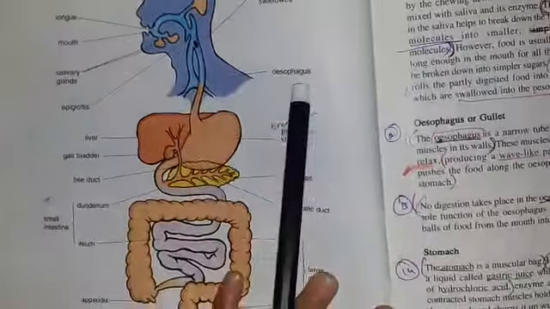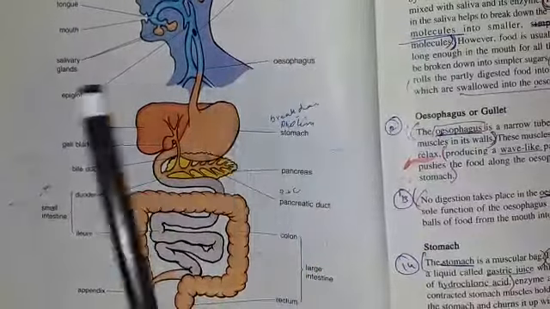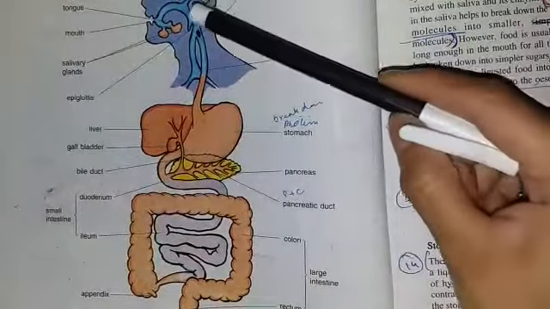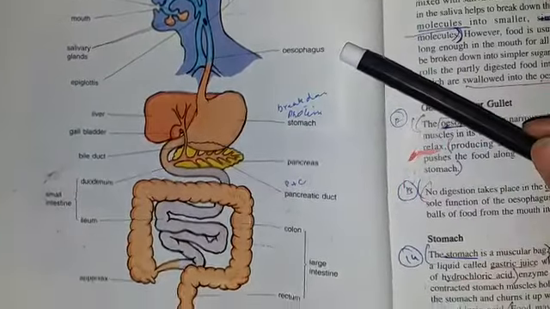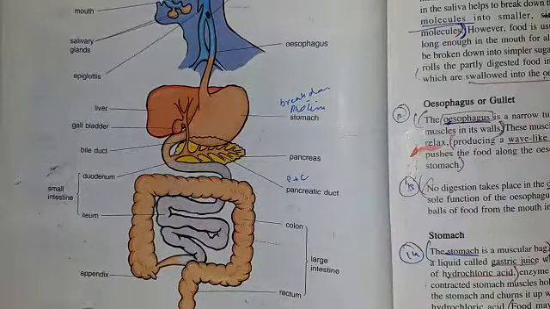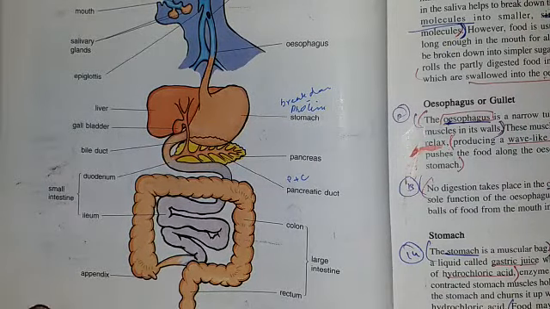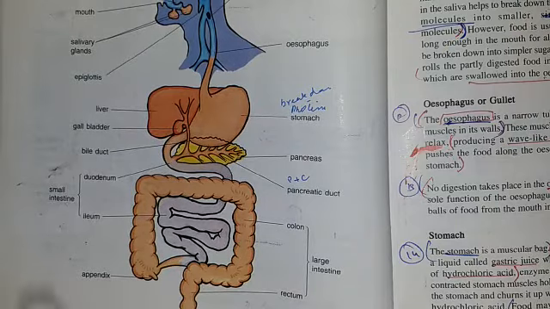Students, the next part is the esophagus. The food moves from the mouth towards the stomach with the help of the esophagus. Next is the stomach. Students, the stomach is a muscular bag, and inside the stomach the breakdown of protein takes place.